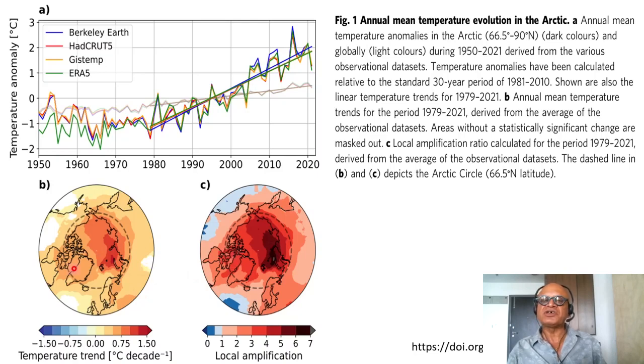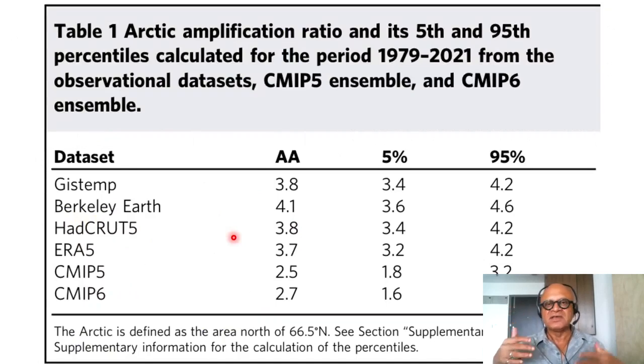Areas without statistically significant changes are masked out, so you can see some white regions over there. And this is the local amplification ratio calculated for the period 1979 to 2021, derived from the average of observational data sets. The dashed line in B and C depicts the Arctic Circle here. So one should note the differences, but also the fact that the amplification factor can be estimated, which is the Arctic warming versus the rest of the world. And this is critical because it also has lots of cascading effects, being the Arctic sea ice loss, meandering of the jet stream, heat waves, even the monsoon gets affected, and so on and so forth.